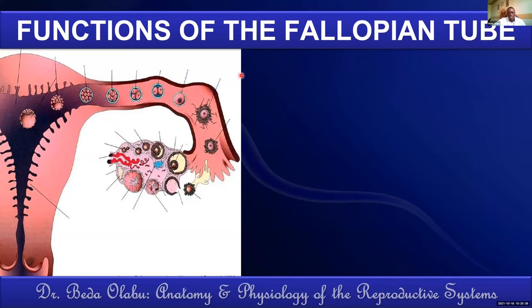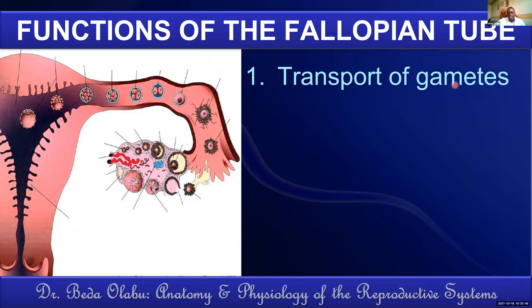So we can now summarize the functions of the fallopian tube. One, transport of gametes. The gametes you're talking about here are both the oocyte as well as the sperm, except that the direction is different. The oocyte is transported in this direction, facilitated by the contraction of the fallopian tube and the ciliary activity, as well as the secretions within the fallopian tube.